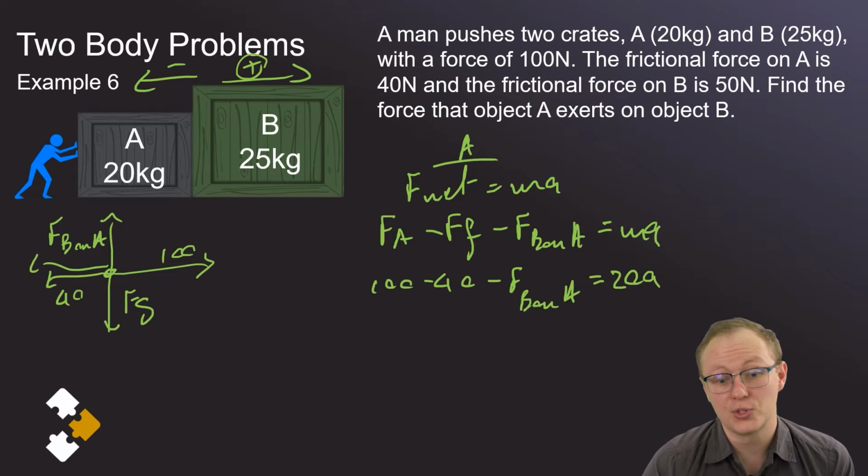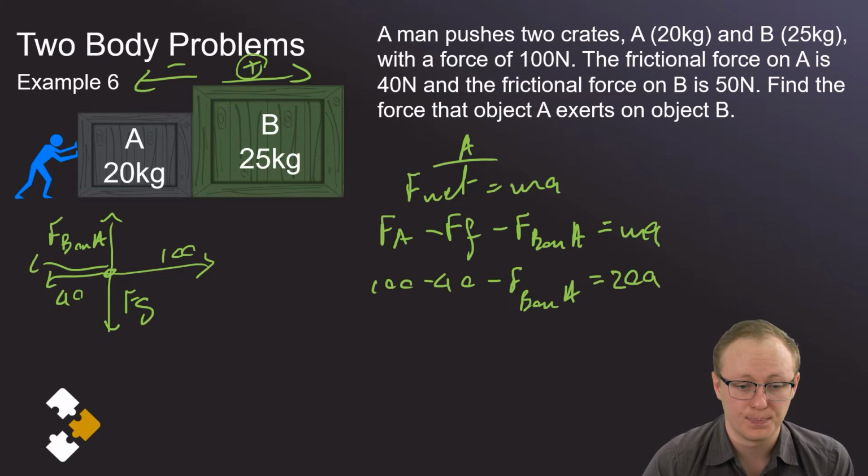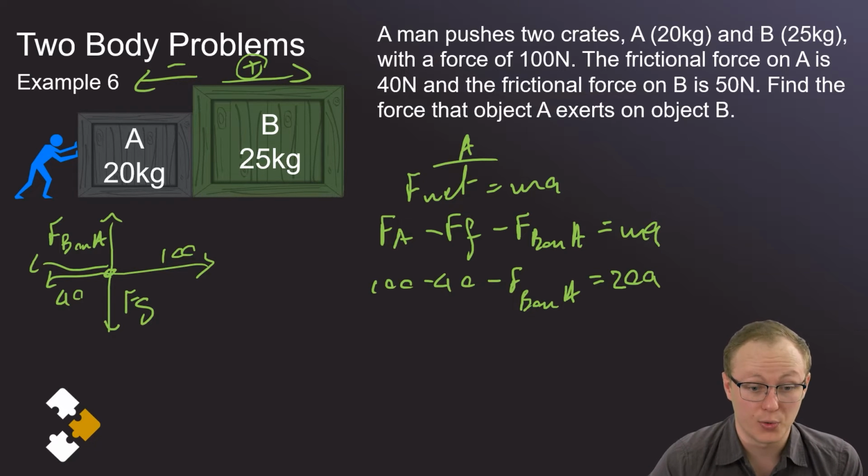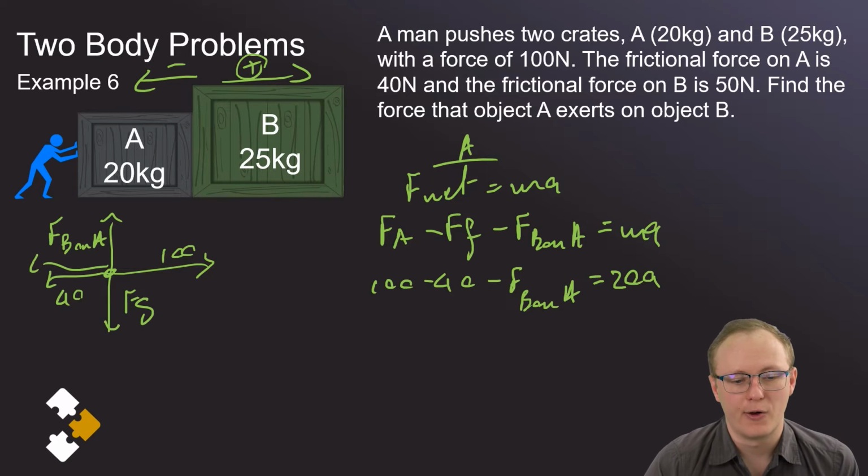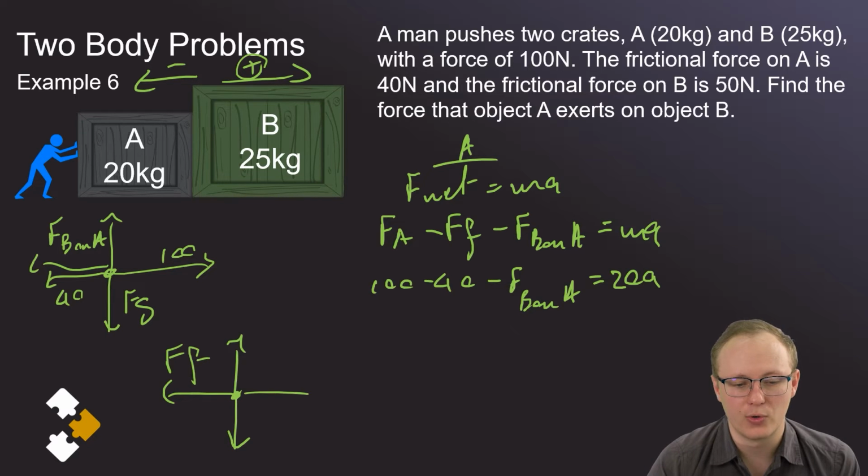Okay, so the force and the acceleration are the missing bits. Let's see what we can get for B. Now for B, we are again going to have a normal up, Fg down. We've got friction going to the left, and to the right we've got the F of A on B.